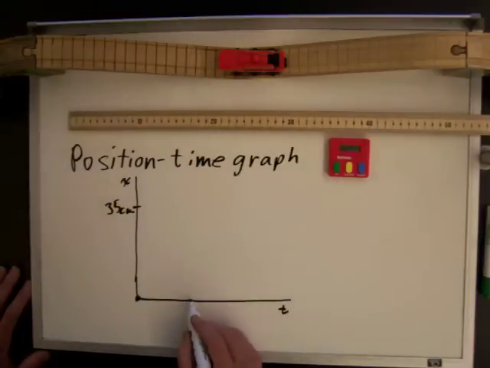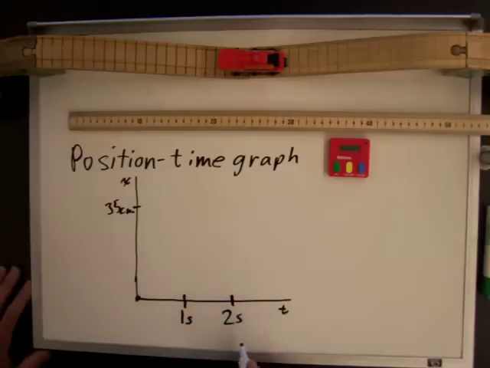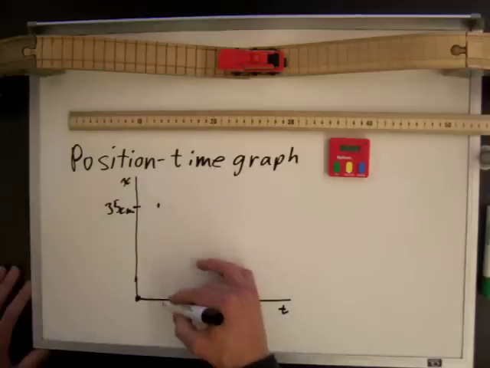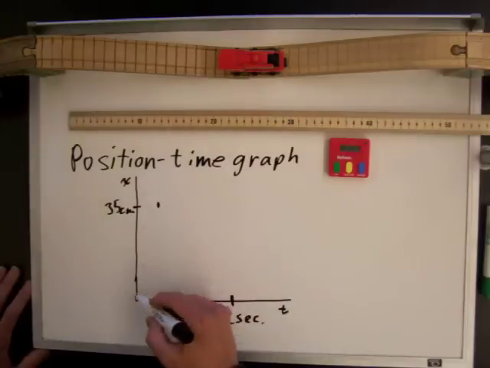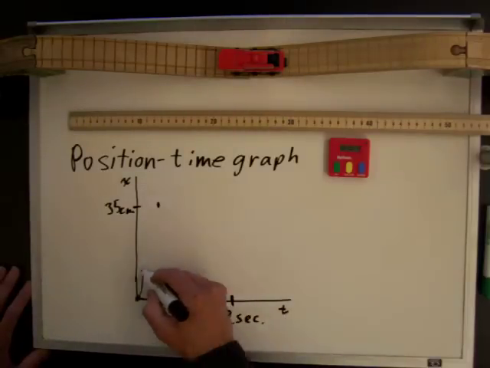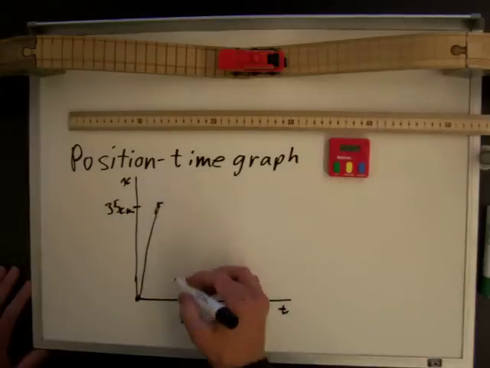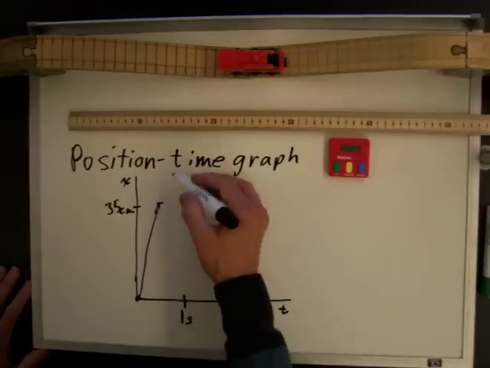Well, I said it would take about half a second. So I think I'll make marks for seconds. 1 second, 2 seconds, like that. And it got to 35 centimeters in about half a second, so that's about here, half a second. So, it probably did something like that. And then he turns around and comes back.